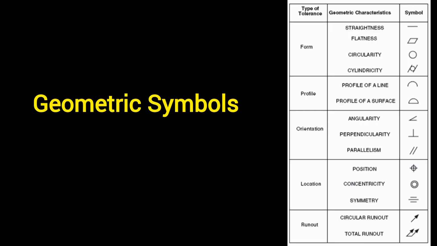Now let's talk about geometric symbols that are used in GD&T. There are 14 main symbols and we can divide them into 5 major categories. Let me tell you about these 5 categories: first is form, then profile, orientation, location, and runout. Now, before explaining these 14 symbols, let me tell you about some basic terms.